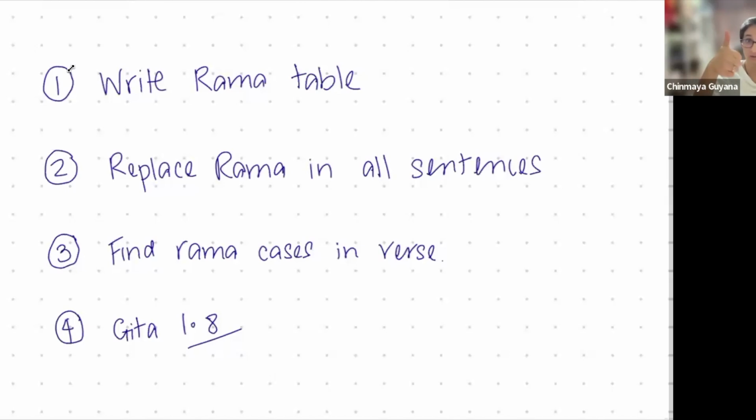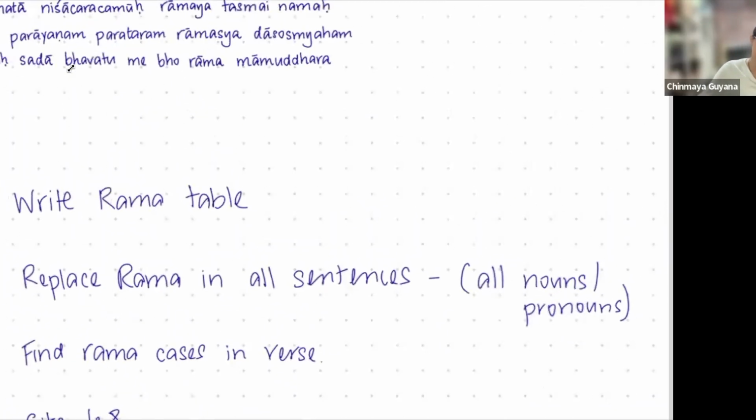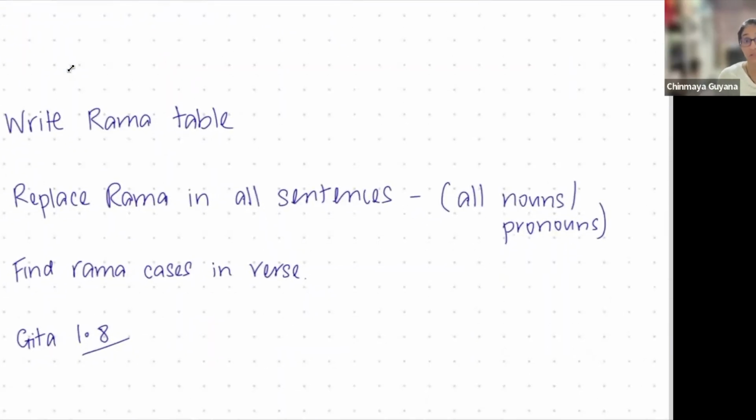Okay, so you write out the Rama table, 1. Number 2, in all the sentences, you replace Rama with all nouns, right? All the nouns and pronouns will be replaced with the correct Rama. And then you find the Rama cases in this verse, and then you do Gita 1.8. It sounds like a lot, but once you start, you'll realize the harder part is figuring out the cases. The filling out, replacing Rama is the easier part. Okay, let us do closing prayer.